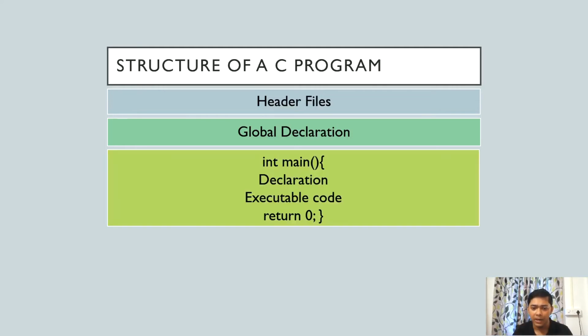Then the main part, that is int main. Okay, int main. Now, every C program starts its execution, the compiler starts its execution, from the main function.